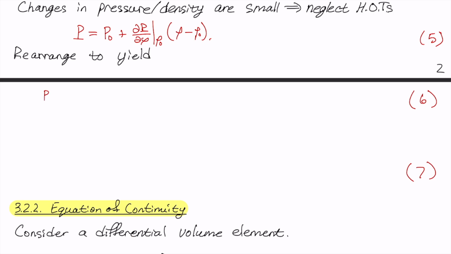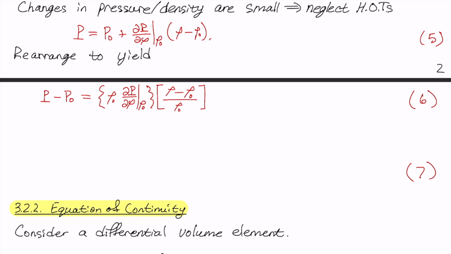We can then rearrange this to yield the following. We can get the total pressure, big P minus P0, that's going to be our acoustic pressure, is equal to the quantity rho 0 times partial big P over partial rho, evaluated at rho 0, times the quantity rho minus rho 0 divided by rho 0. And let me rewrite that fraction there.